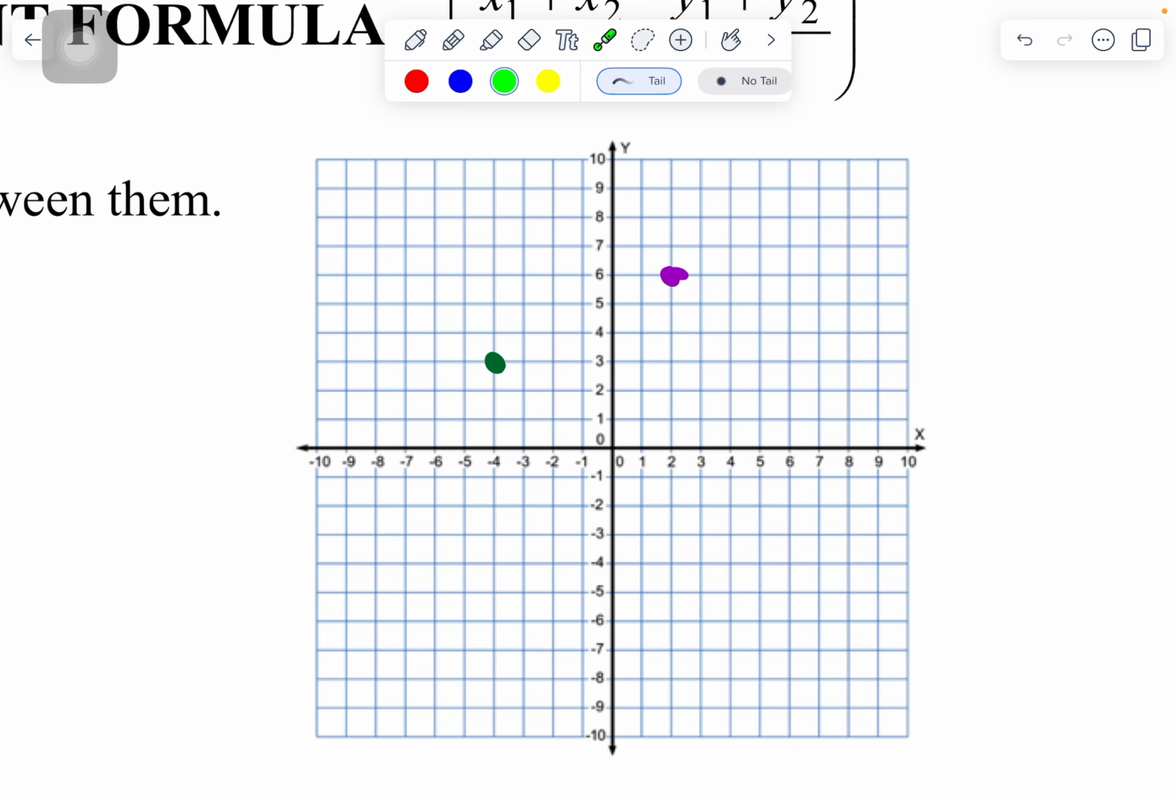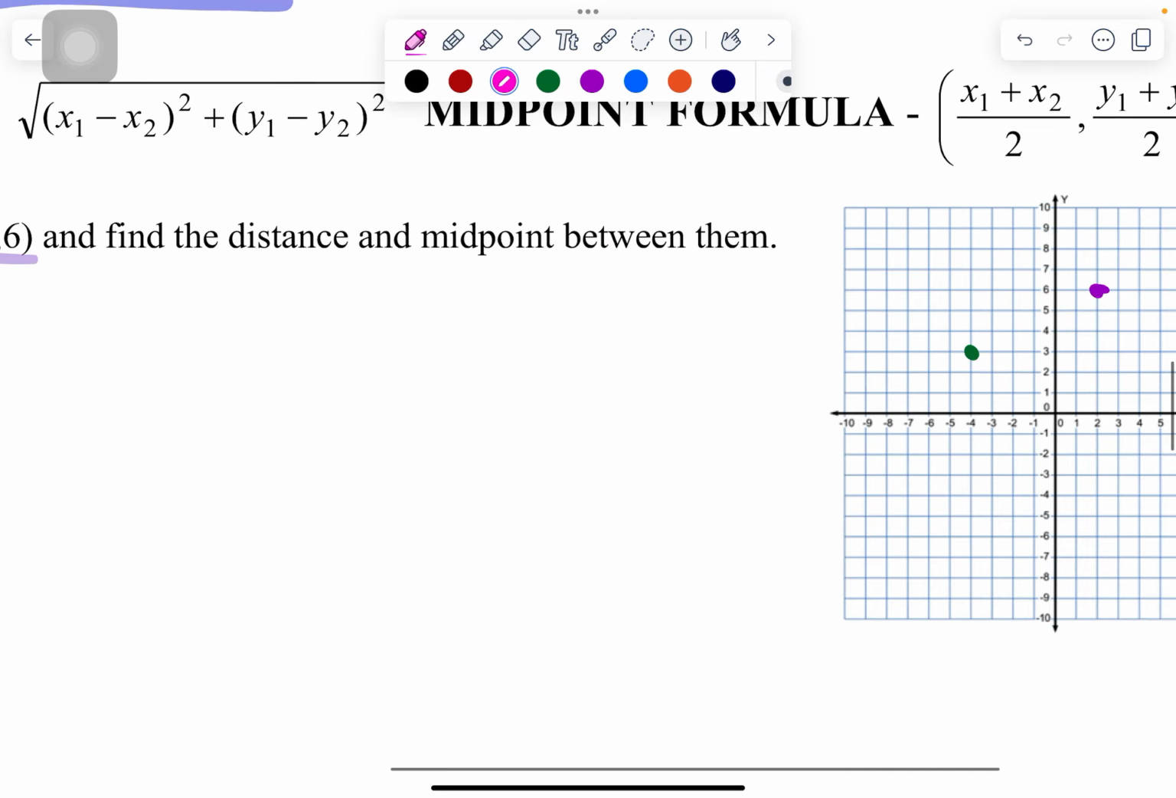Okay, and then distance, if you think about the right triangle that you draw here, you could do Pythagorean theorem, which is what distance formula is, to get that distance between them. So let's get into the midpoint.